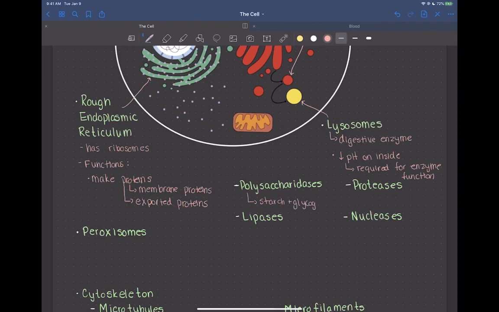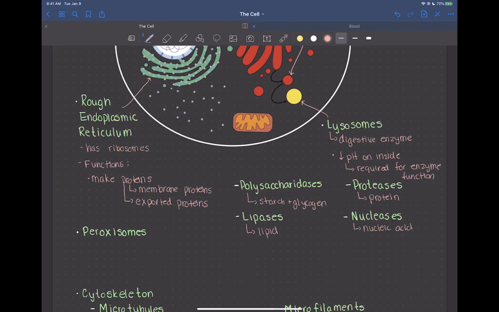And then proteases are going to digest proteins. Lipases digest lipids, so fats. Nucleases digest nucleic acids, so DNA and RNA. So different enzymes are going to digest each type of organic molecule that we talked about in our last section. All right, so those are our lysosomes.